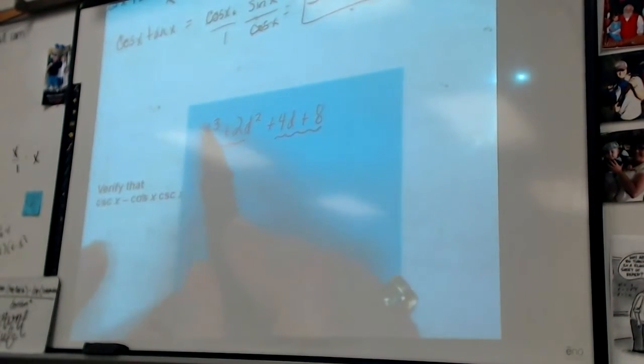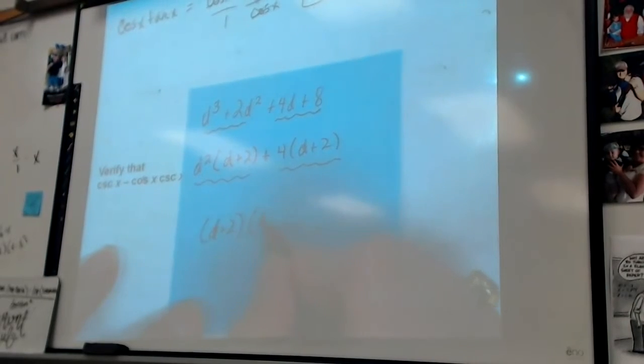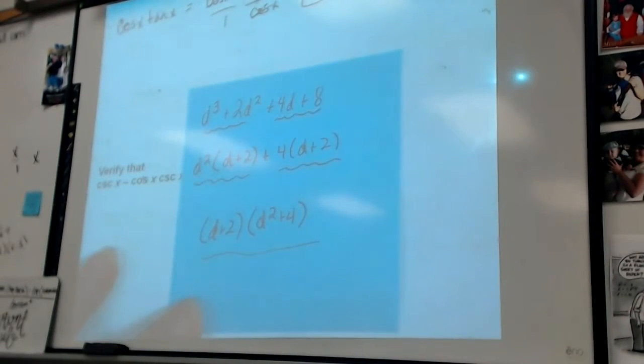So D's out of the first two. Now what factors out of this? D squared. And what do I have left? D plus 2. Then what factors out of the other two? 4. And what do I have left? D. All right, so now I have two terms. I've gone from four to two, and they have something in common. What do they have in common? So I'm going to factor it out. And what do I have left? D squared. And that would be completely factored.